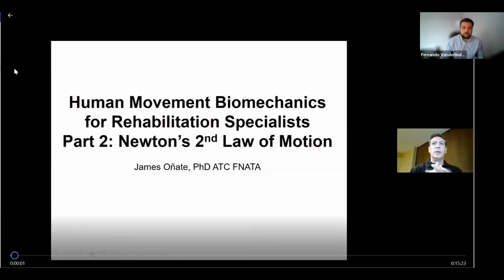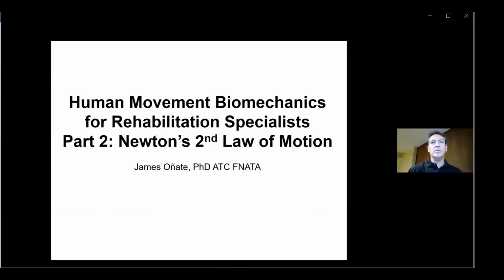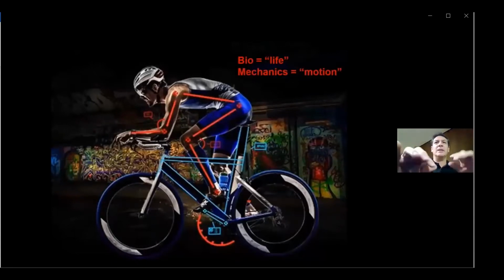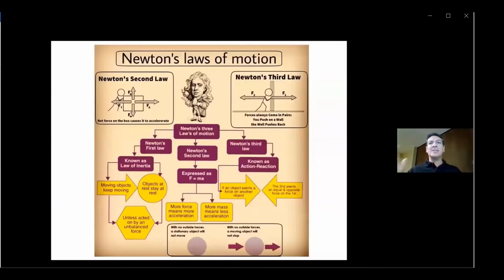So welcome to the Bird Tech Series, Human Movement Biomechanics for Rehabilitation Specialists. This is part 2 of a 3-part series, and this is focused on Newton's second law of motion. Let's just think about the basics of biomechanics. We have a complicated bicycle here with a lot of different angles. The general concept is always that bio means life and mechanics means motion. So keep that as the framework for all of the Newton laws that we're going to discuss as we come forward.